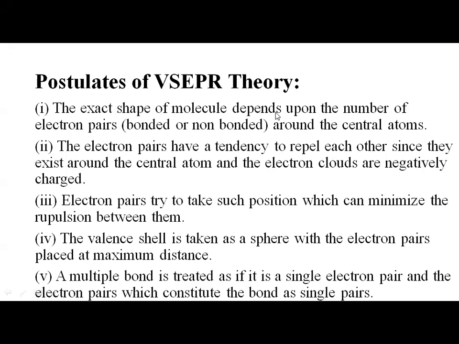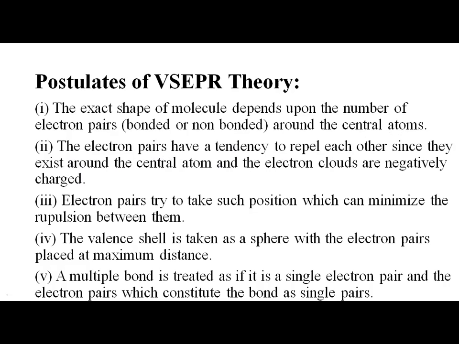The exact shape of the molecule depends upon the number of electron pairs, whether bonded or non-bonded, around the central atom. So we are going to talk about the central atom. The electron pairs have the tendency to repel each other since they exist around the central atom, and electron clouds are negatively charged. There will be repulsion among each of the electrons. So when they are trying to move apart, they want to remain stable, and they can remain stable when they are maximum far away from each other.